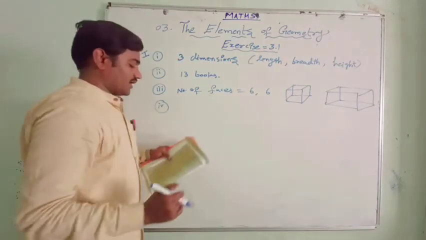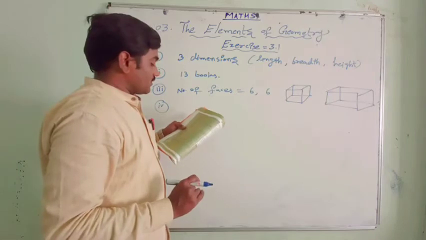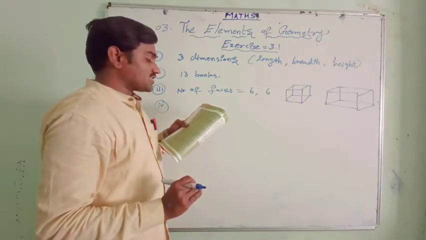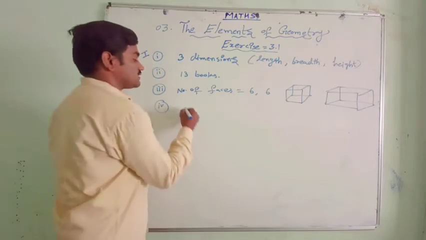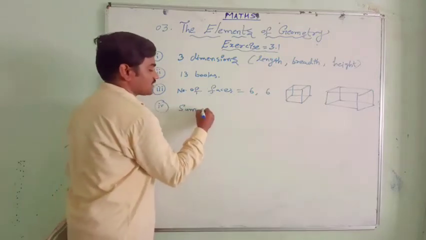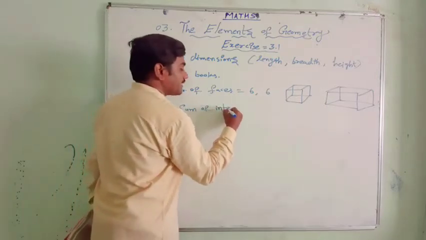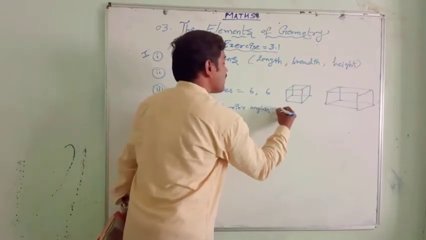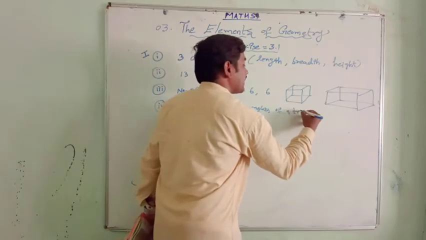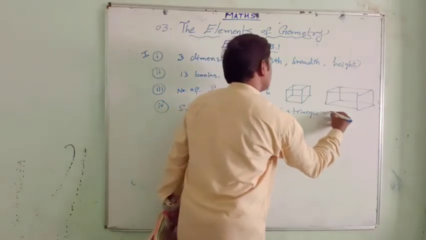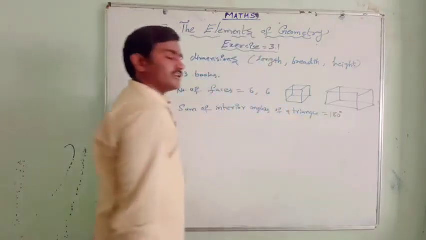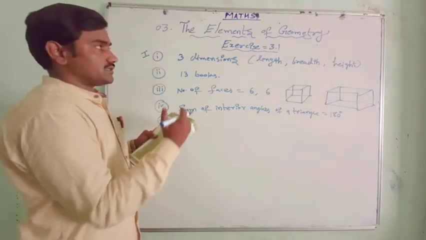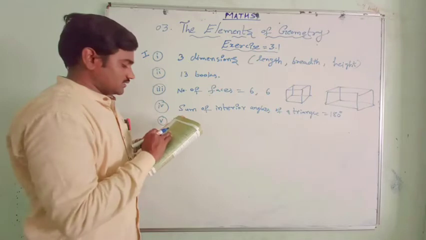Then the fourth one. What is the sum of interior angles of a triangle? The sum of interior angles of a triangle is equal to 180 degrees. Very simple questions. Basic geometrical introduction.